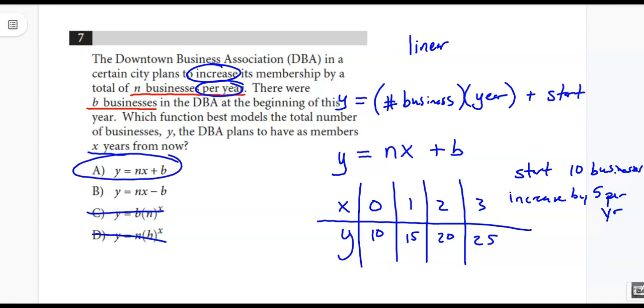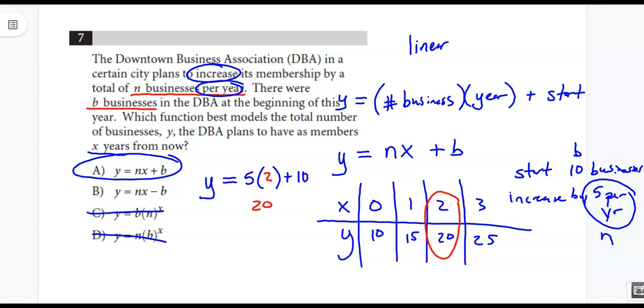And if we plug our numbers in here, I said we're going to increase 5 per year. So that's going to be our N number. So we have Y equals 5 per year. You plug the year in there, plus how much we started with, which in our little case over here, our B was 10. And then if we plug in any value here, it should match up with our chart. So for instance, if I want to try 2 years, I plug that in. 10 plus 10 equals 20. So it checks out. If I want to do 3 years, I plug that in. I get 25. So it checks out. So the correct answer there is A.